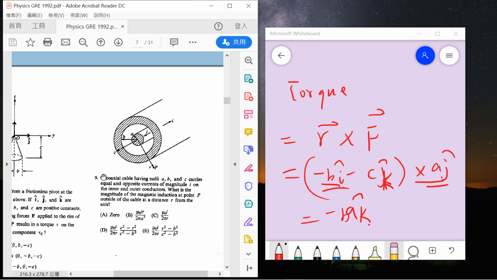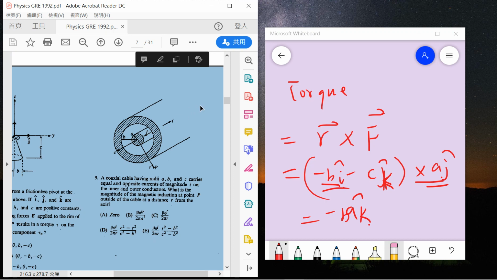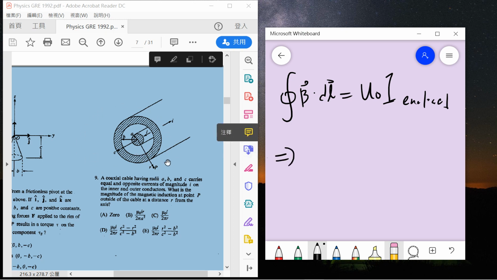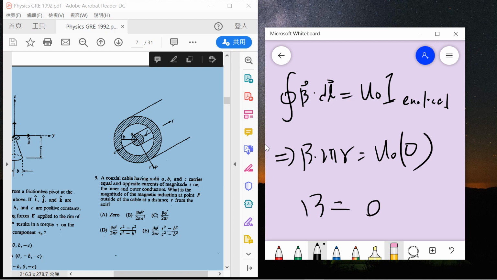Okay. So number 9 says there's a coaxial cable. There's current I going this way in the inner conductor, and then there's current I in the other direction in the annulus, and it asks about the magnetic field at P. Basically, this is an easy question. We just use Ampere's law. So we choose a loop from here to here, and we know that B must be the same around it by symmetry. So we have B times 2 pi r equals mu naught times the enclosed current, which is negative I plus I, which is 0. So B is 0. The answer is A.